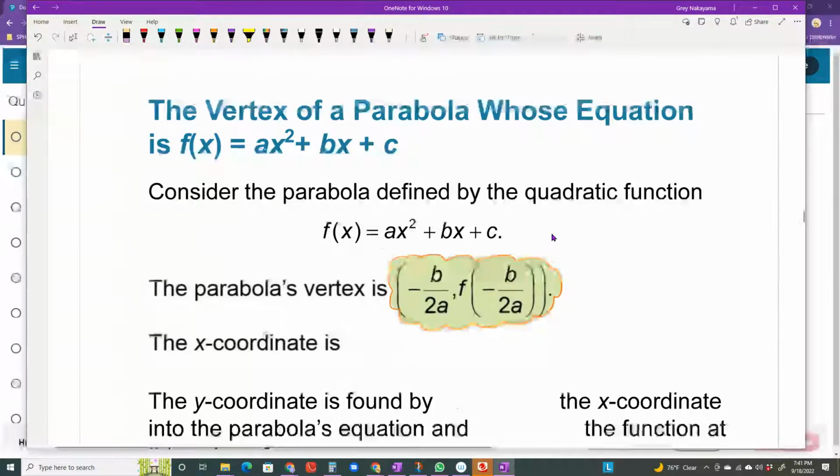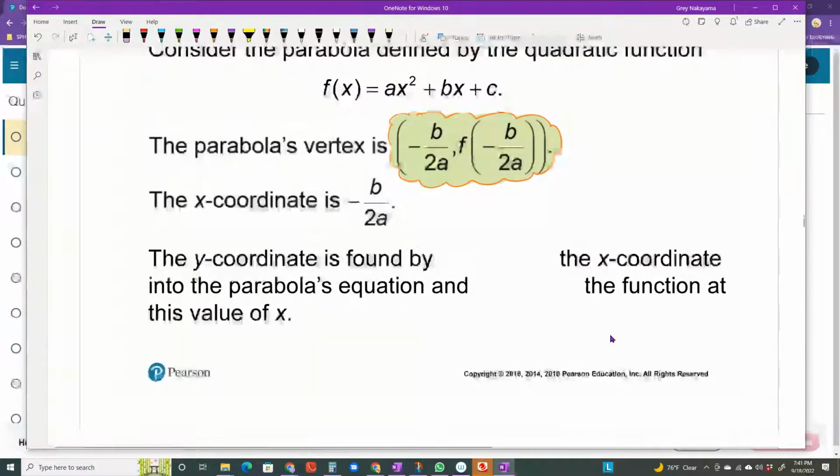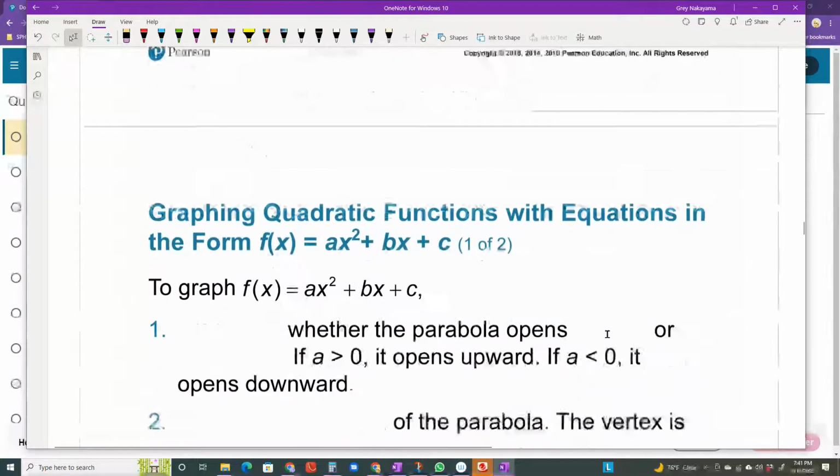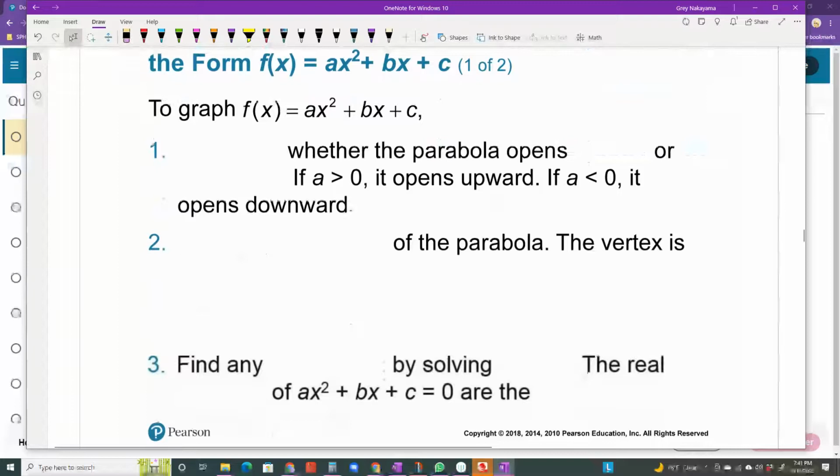The x-coordinate is always negative b over 2a. And as I just said, the y-coordinate is found by substituting the x-coordinate into the equation and evaluating the function at that value of x. Okay? So, again, the steps.